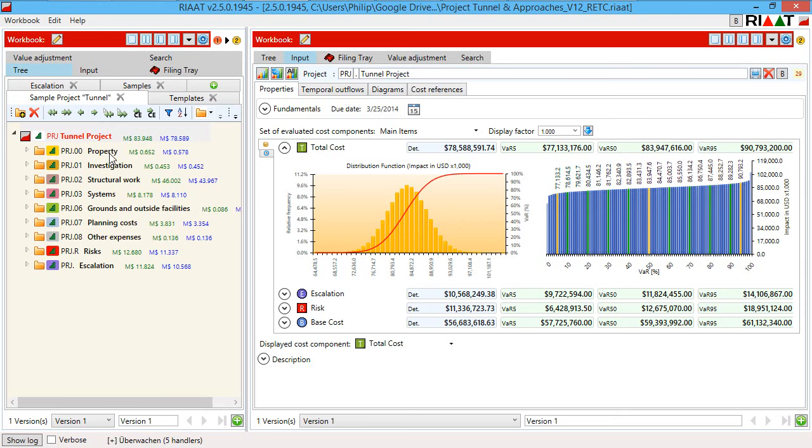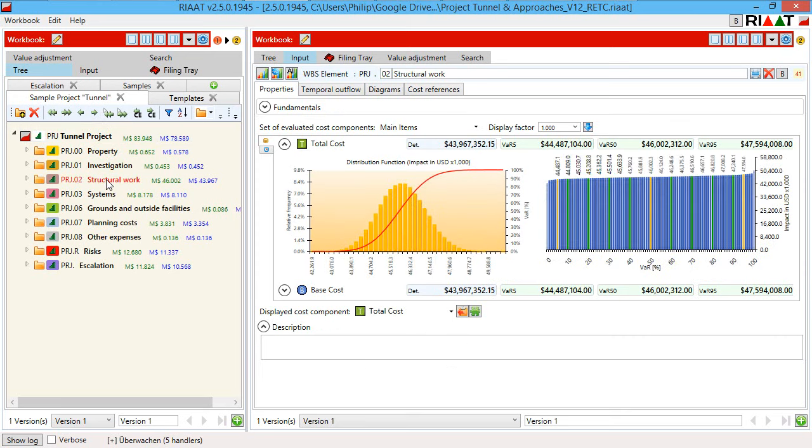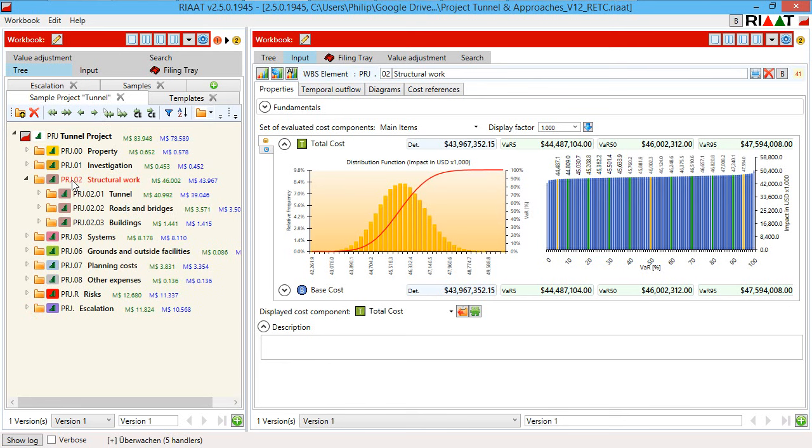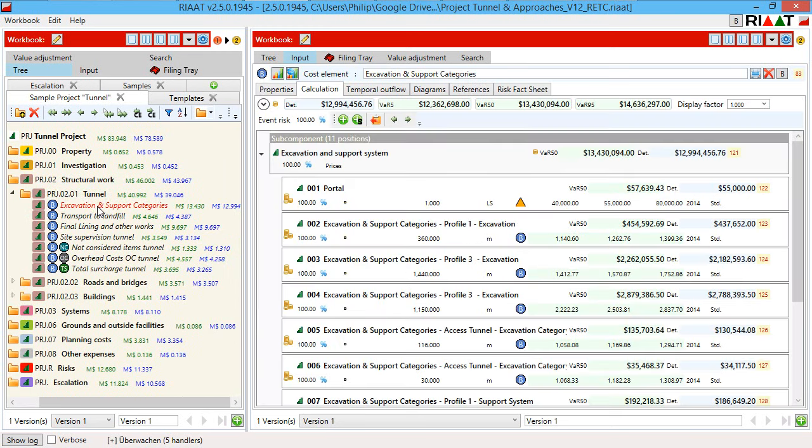For example, property, investigation, structural work, and when we open structural work, we have tunnel, and underneath tunnel, we'll have several base cost elements. Let's have a look at the excavation and support categories. Even here we'll find our two graphs depicting the uncertainty in our base cost element and the detailed assessment in several cost items, for example profile 1, profile 3, etc.